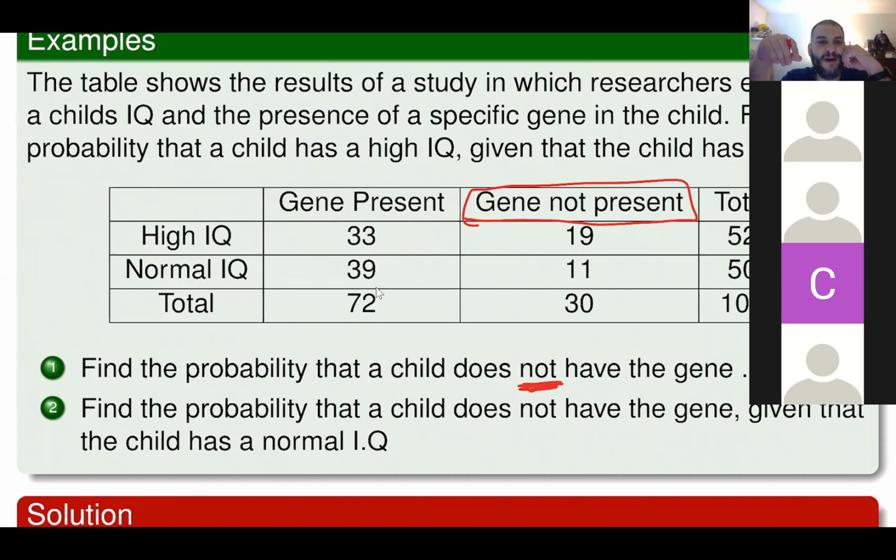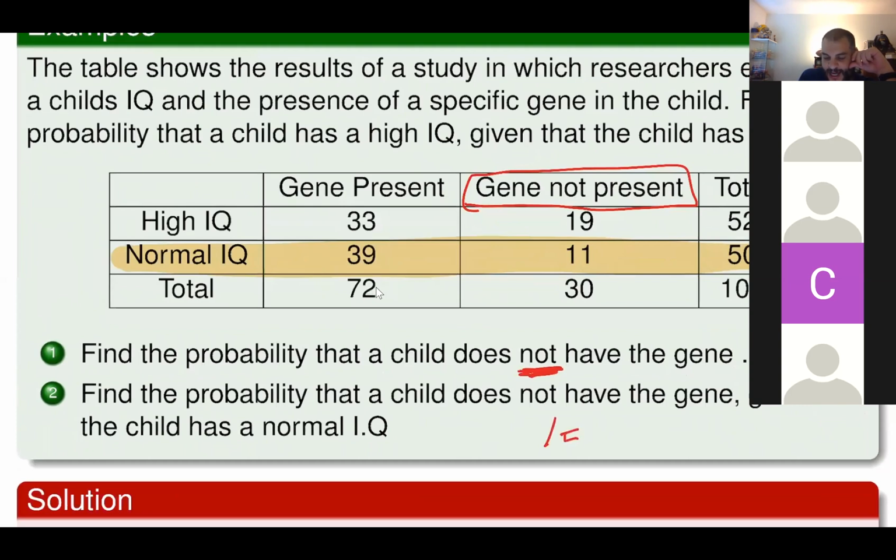All right, so let's do 2. It says find the probability that a child does not have the gene given that the child has a normal IQ score. So for this one, what's given to me? The child has a normal IQ. So now we're only going to focus on these children. There's a total of 50 children that have a normal IQ. Are we looking for children who have the gene present, or who don't have the gene? Don't have the gene. So you have 11 of them who don't have the gene. So 11 divided by 50 gives you 0.22. And that's your answer for that one.